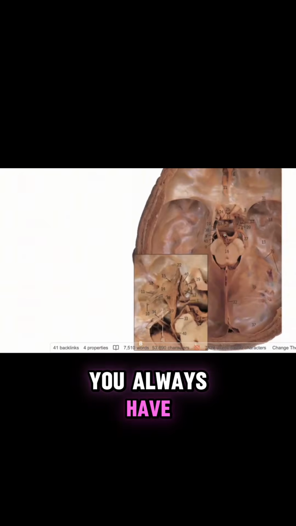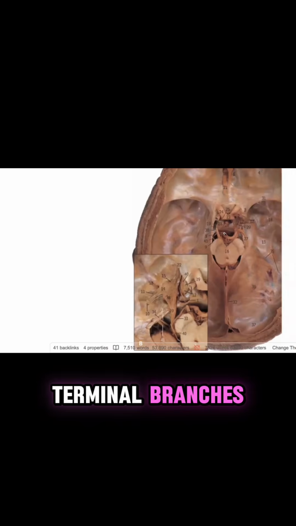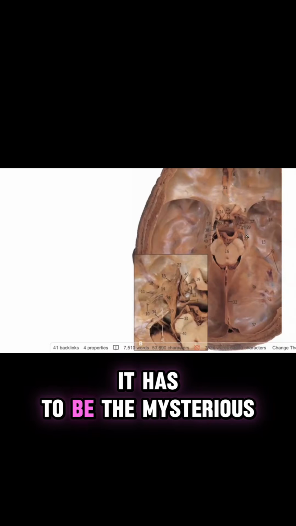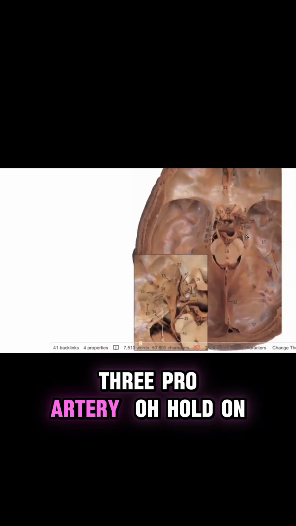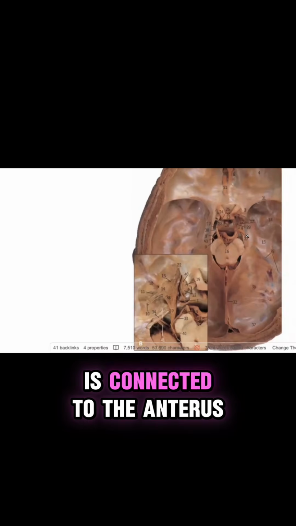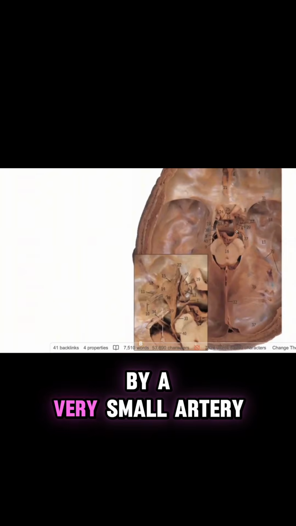Good. In front of the midbrain, you always have the basilar artery. So that will be the basilar artery. The basilar artery divides into two terminal branches. These are the posterior cerebral arteries. So number 27, it has to be the posterior cerebral artery. Oh, hold on. Posterior cerebral artery is connected to the anterior circulation by a very small artery.